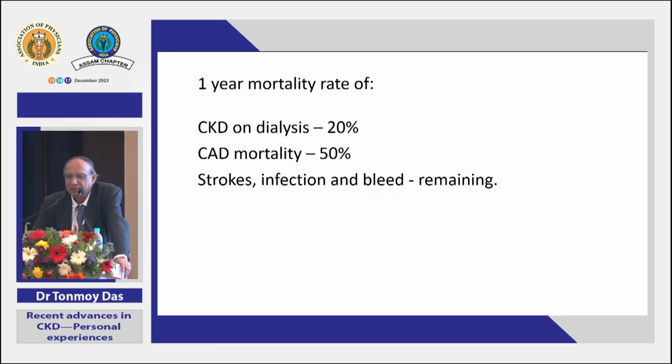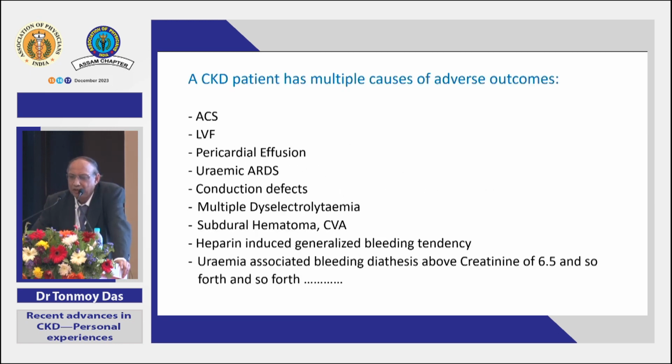Now, 1 year mortality of CKD patients on dialysis remains unfortunately at around 20%. 50% of this is contributed by coronary artery disease, strokes about 30%, infections and bleeds the remaining. So this is not a very healthy statistic that out of 100 patients on dialysis, 20 will pass away every year of any of these. Now a CKD patient has acute coronary syndrome, left ventricular failure, pericardial effusion, uremic ARDS, conduction defects, dyselectrolytemias, bleeds due to CKD, bleeding diathesis, subdural hematomas, strokes, heparin-induced generalized bleeding tendencies, and uremia-associated bleeding diathesis, which occurs at creatinine above 6.5, and so on and so forth.